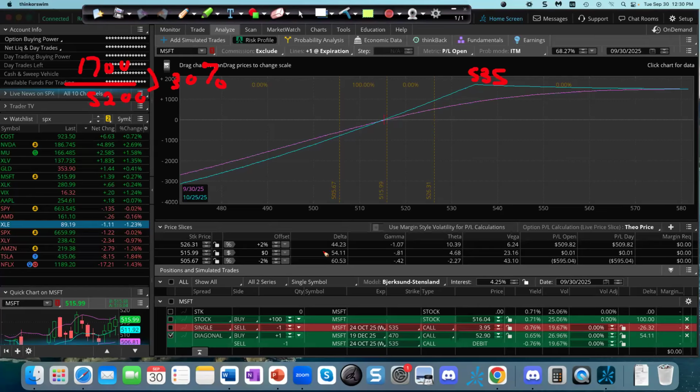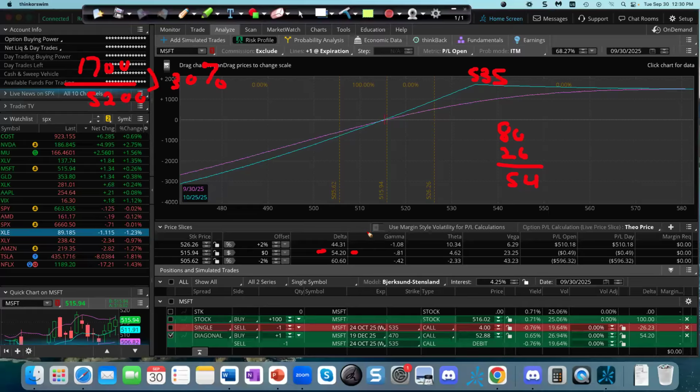In this case, we started out about 54 deltas long. Your long call was 80 deltas on the diagonal. Your short call was maybe 26, which gets you around 54 deltas long. And you can think of delta as stock equivalent. We go up $1, you make $54, goes down $1, you lose $54. But anyways, I wanted to just throw that at you, if you've never looked at it like that.